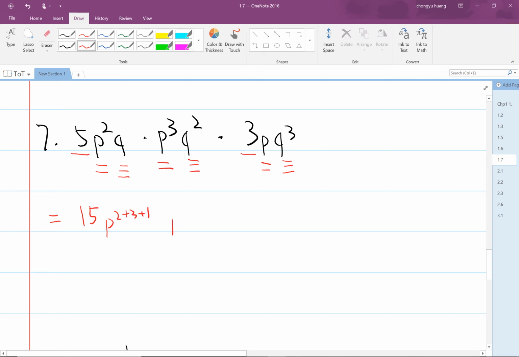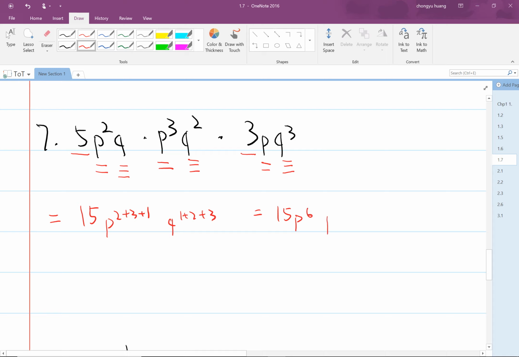And then we have q. Q to the power 1, q to the power 2, and q to the power 3. So it's 1 plus 2 plus 3. Now we have to add those numbers. For p, 2 plus 3 is 5, 5 plus 1 is equal to 6.